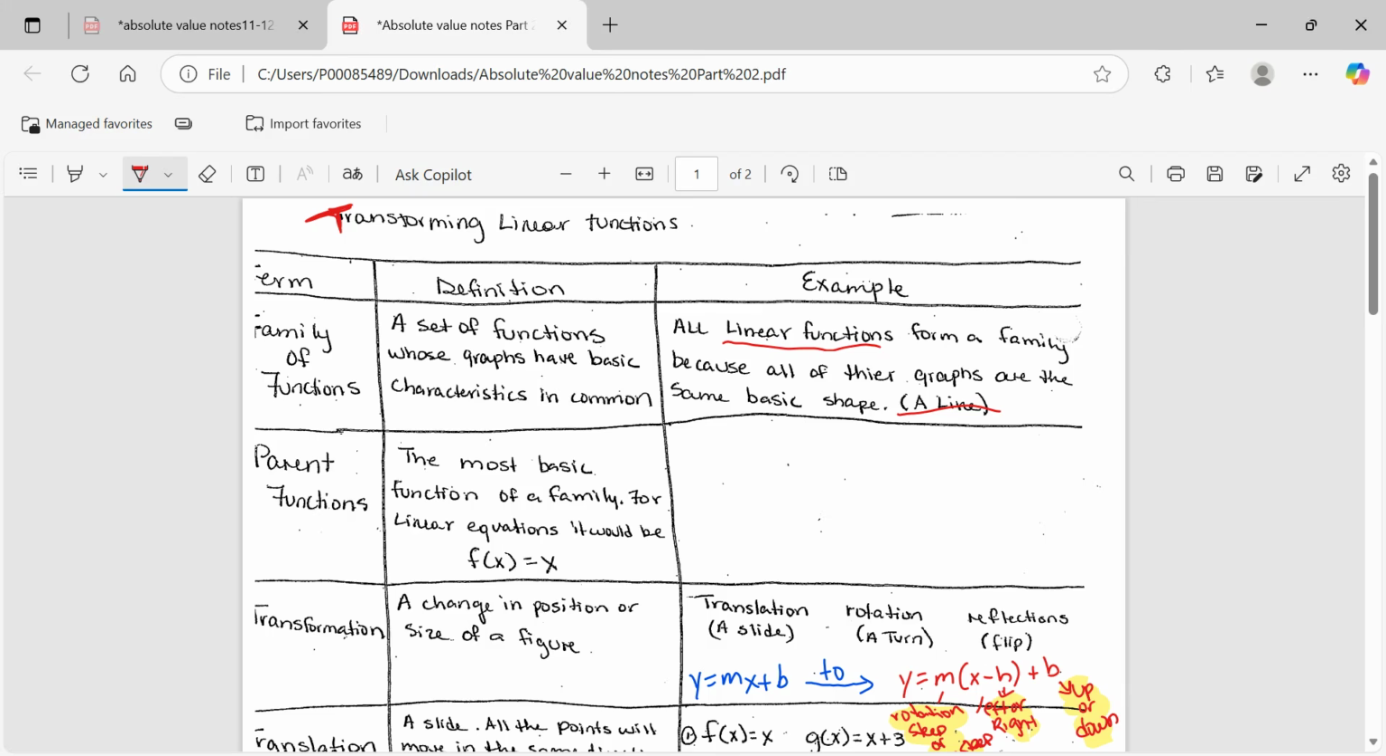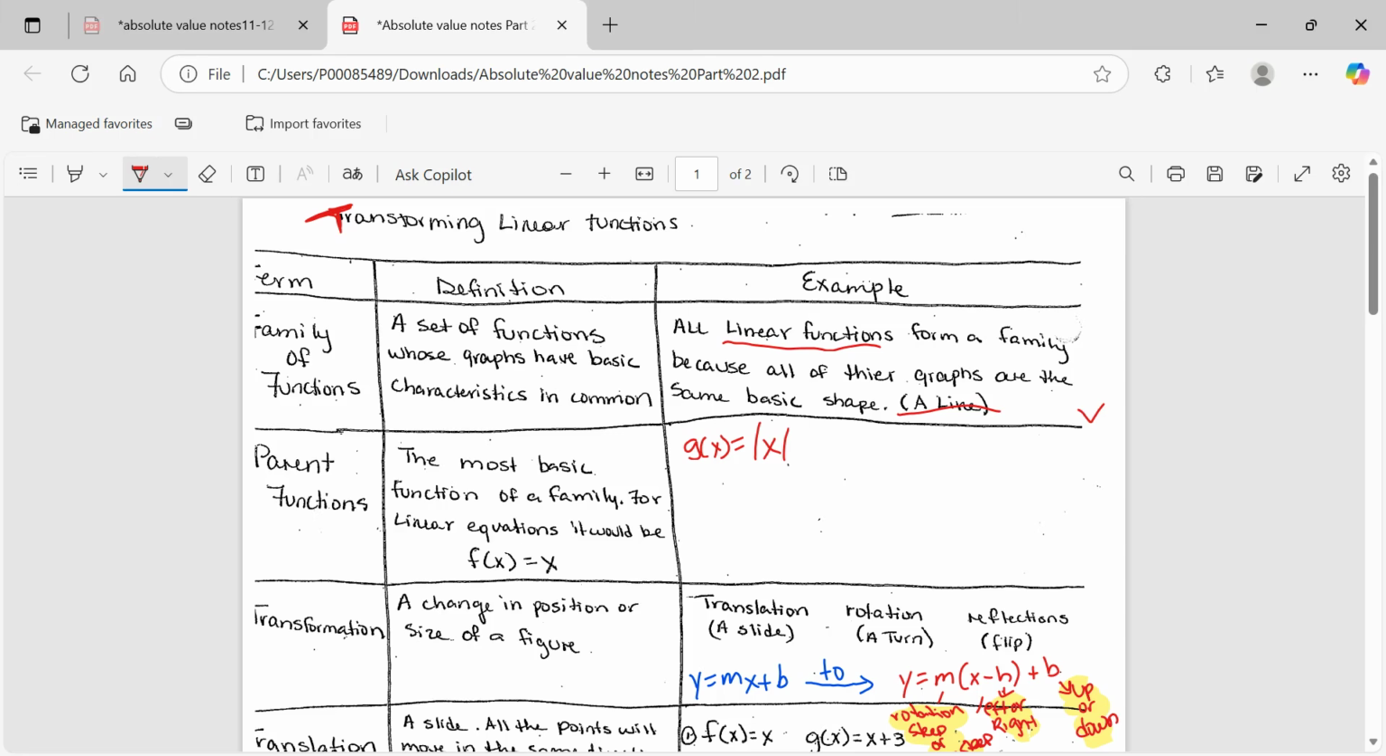All absolute value functions would be a family of functions because all of those would make a V. So the parent function is the basic of all of them. It's f of x equals x. If it was an absolute value function, it would be g of x is equal to the absolute value of x. That's a parent function. And then there are some more that we haven't discussed yet.